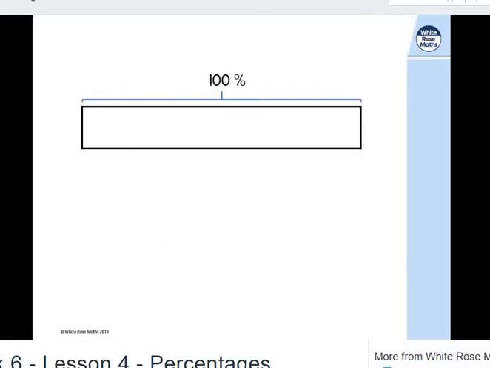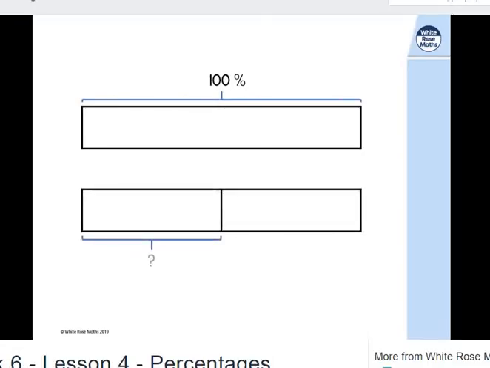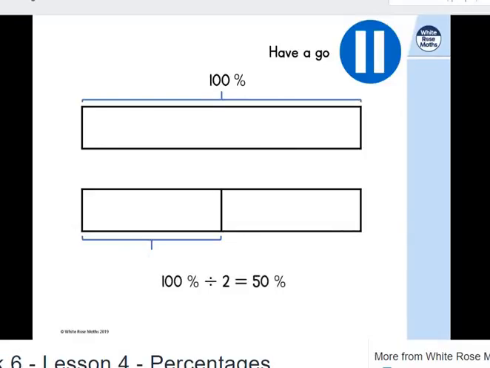So, if this bar represents 100%, as in the whole bar, what percentage would be represented by the part with the question mark? Pause the video, have a think for yourself first. Well, we can see that the 100% has been split into 2 equal parts. So if we divide it into 2, we can see that this part will be 50%. So 50% is equivalent to a half.